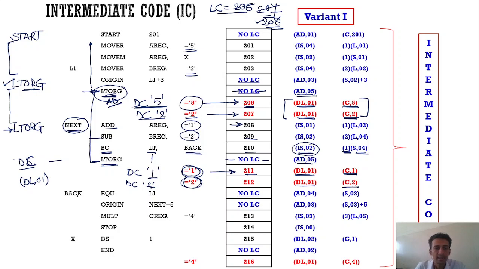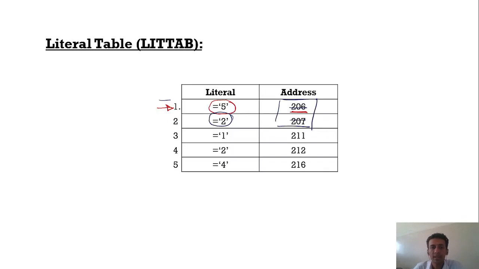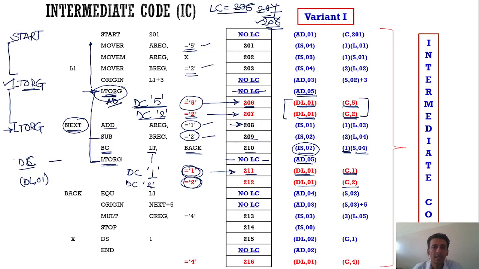Now next is the pool table. Yes, so far we have 4 entries in the literal table, 5, 2, 1 and 2. Okay, and all these literals have been given the addresses. At the same time, if we look at the pool table, the first pool of literals is starting from the first literal in the literal table. So if you see, the first pool is starting from the first literal in the literal table, 5, and in the first pool we have two literals, 5 and 2.